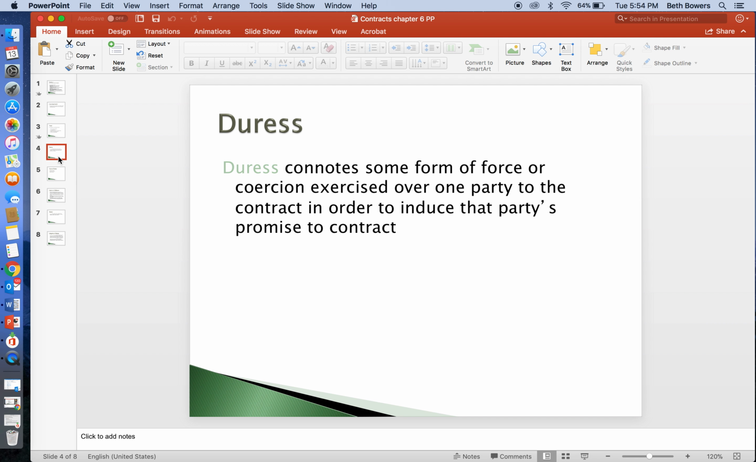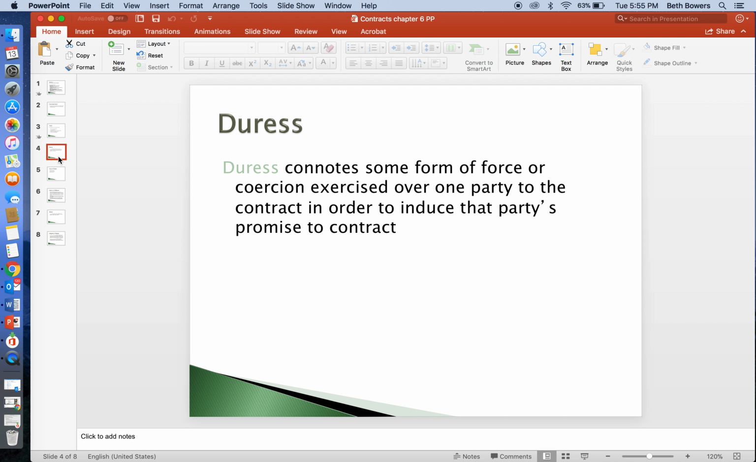It's invalid. If she had felt as if she had no choice but to enter into that contract because she was under mental duress, and again, undue influence here by David. Okay.